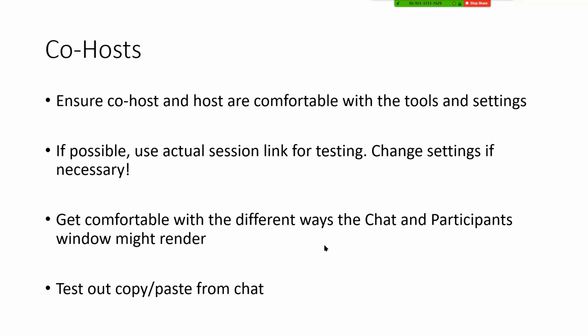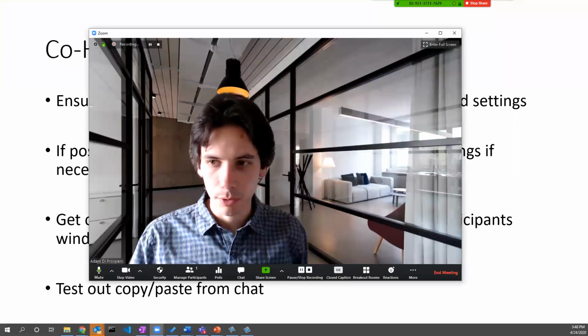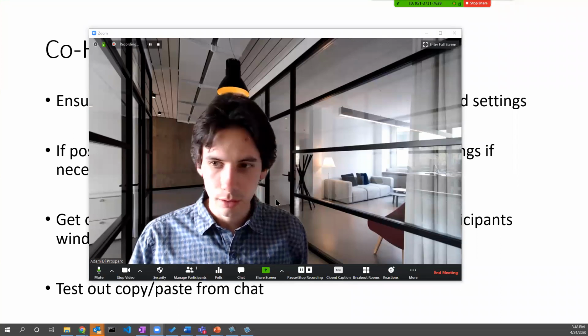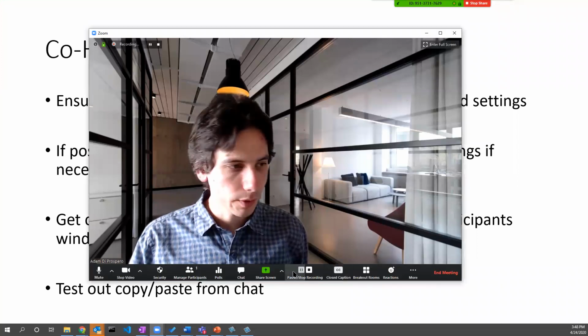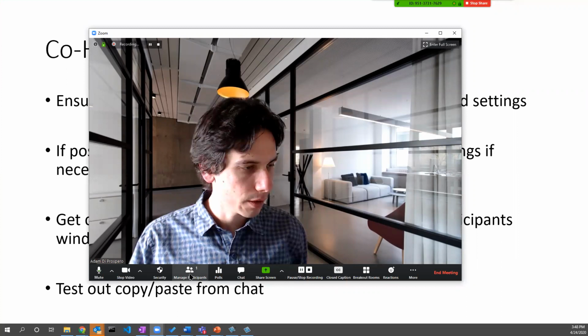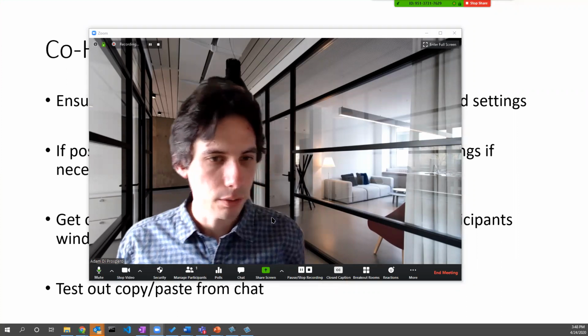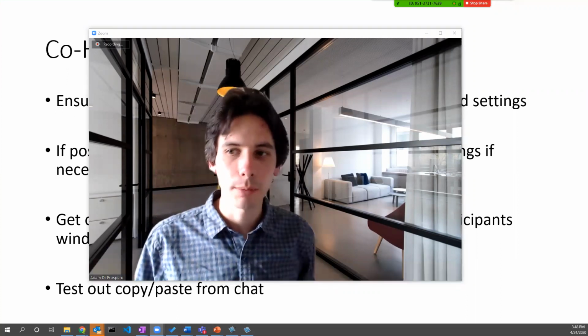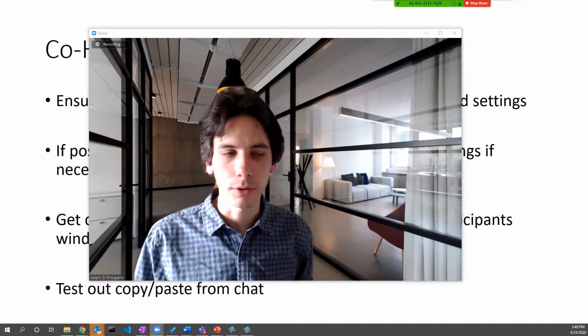A few other notes here. Just get comfortable with how chat and the participants windows might render. So for example, I'll bring my window here. If I click on participants, manage participants, I clicked it. Where is it, right? Well, I have two screens, and it actually popped up on a different screen, so I have to go and drag it over.